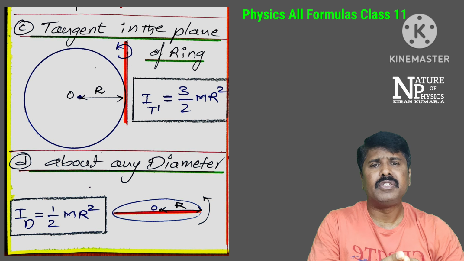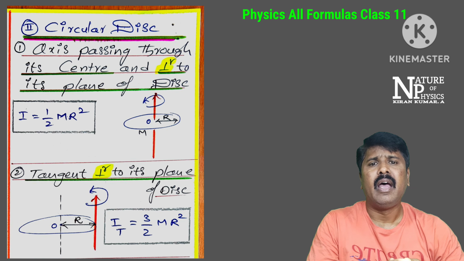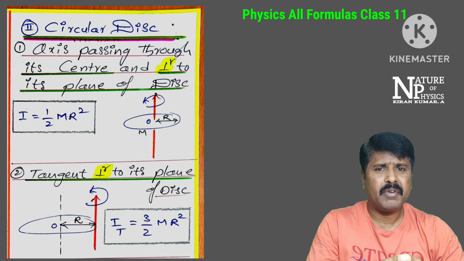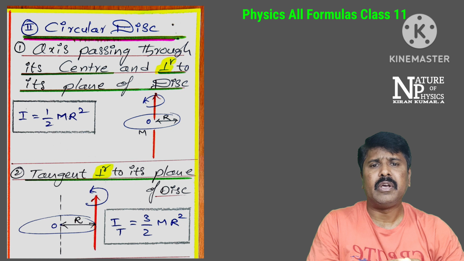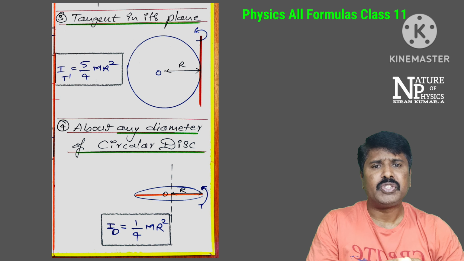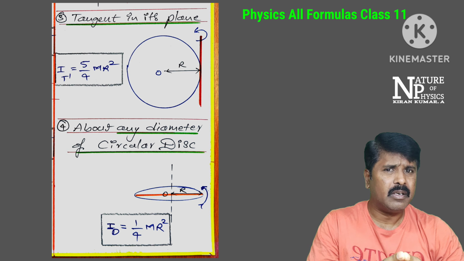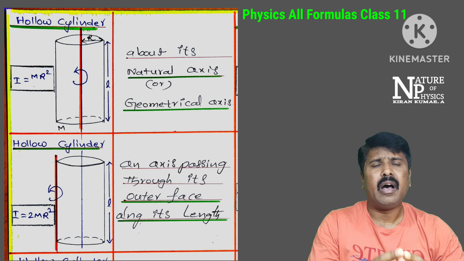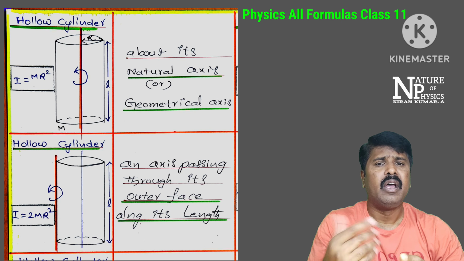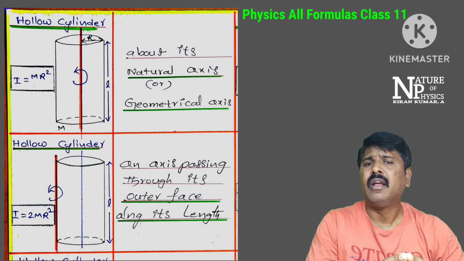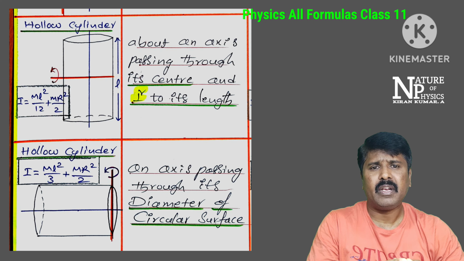So for the ring initially from the center, MR square, and disc is MR square divided by 2. Tangent perpendicular to the plane I gave you, and also next one is about any diameter, fourth case I gave you, tangent in its plane, third case I gave you. So all are related to each other. Hollow cylinder moment of inertia, and also solid cylinder, different cases I gave you perfectly.